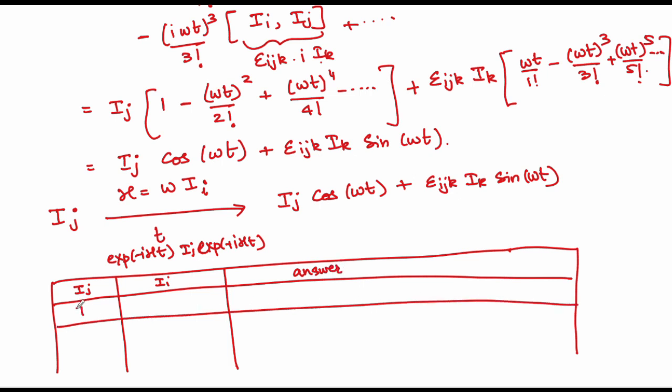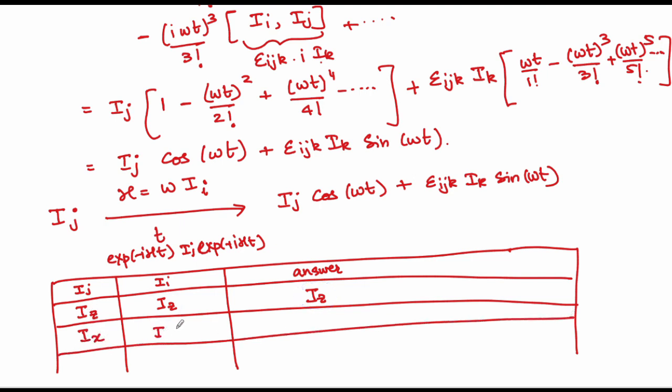So let's start with the fact, let's say Ij is Iz and Ii is also Iz. You would realize the commutator would end up giving you Iz back. When Ij is equal to Iz, you would end up getting no change. On the other hand, let's say Ij is Ix, you can keep Ii as Iz. If you operate it here, Ij will come back because you started with Ij cos of omega t.